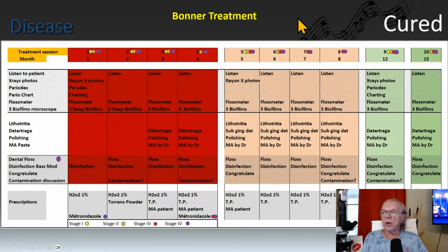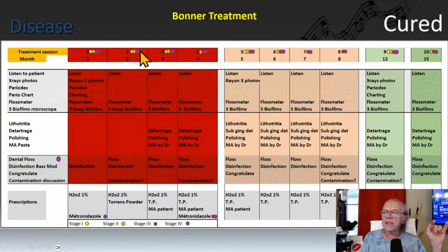Another way again to look at the treatment. This is first appointment, second, third, fourth. This is disinfection. What we do, always listen to the patient, X-ray, charting, everything. We do floss meter. We ask the patient to smell the floss to make sure there's no infection. Patient can do this at home. And we teach how to do the hydrogen peroxide brushing.